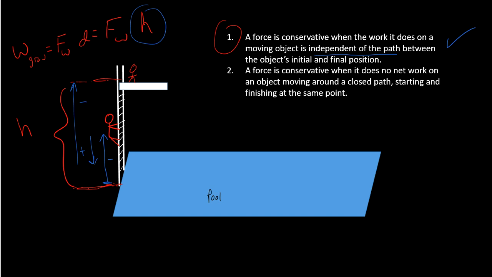And for 2, a force is conservative when it does no net work on a closed path. Closed path meaning the starting and finishing points are the same. Well, I already saw that. If the kid has 0 work at this spot here, they go up, they go up, they go up, that's negative work. And then they fall down. That's positive work. It cancels out because they have negative work going up, positive work going back down, so no net work. So gravity does still match these two more technical definitions.